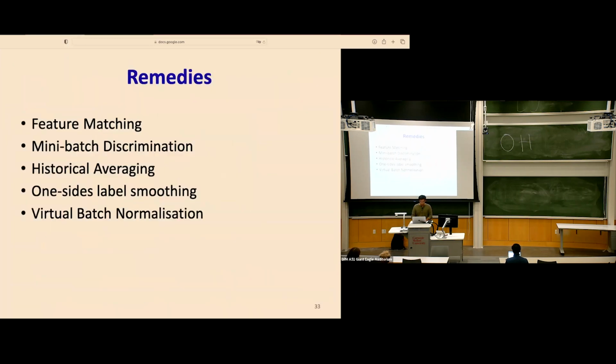So now we're going to look at some remedies to these problems. Any questions until now?